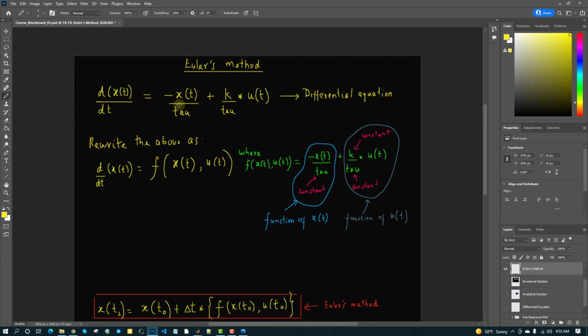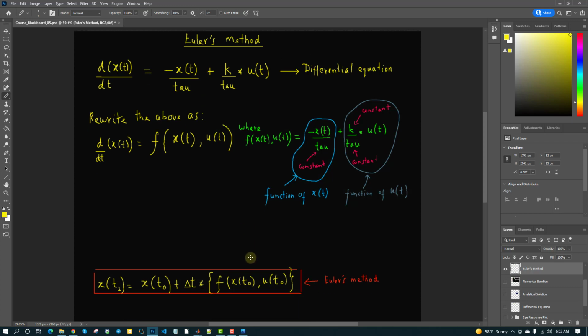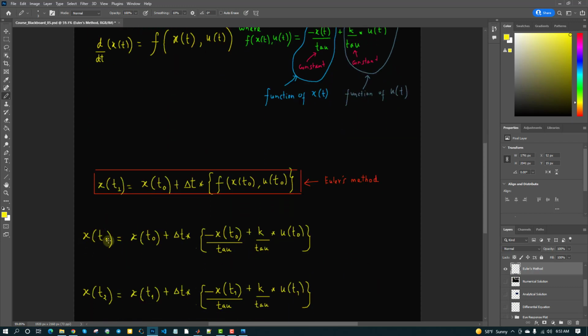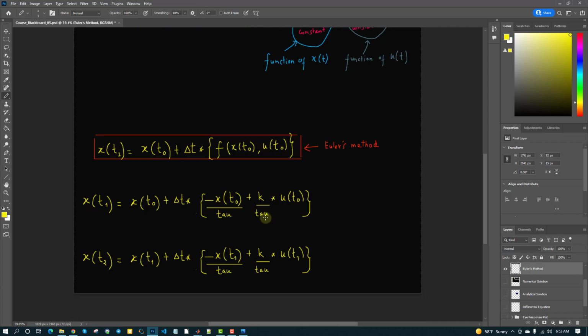So all we do is substitute t0 here, and we get the system response for time instant t1. For the system response at time t2, we already know x of t1, we just substitute here, plus delta t multiplied by x of t1, which we already know, and u of t1 is known for all time. If we evaluate the right hand side, we get the system response for time instant t2.